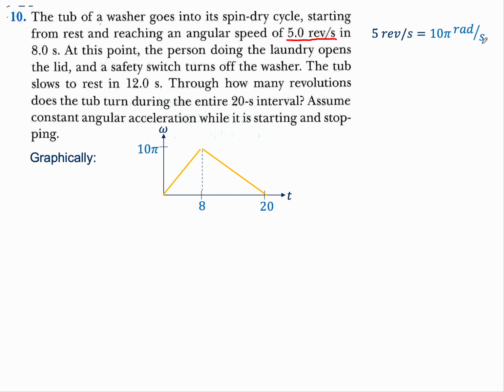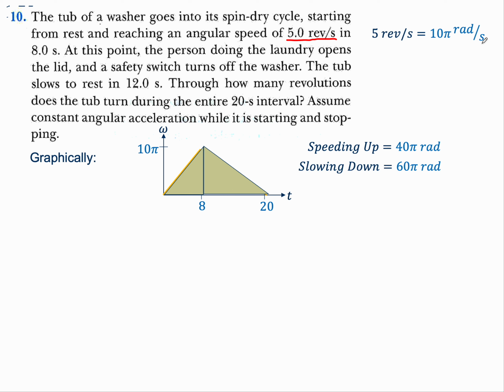Well, if you have a velocity versus time graph, you know the area underneath gives you displacement. Well, the area underneath an angular velocity versus time graph gives you theta. That's your angular displacement. And so while it's speeding up, we just need to calculate this area. That's just a simple triangle. So while speeding up, the area of that triangle will be 10 pi times 8 times 1/2, which would be 40 pi radians.